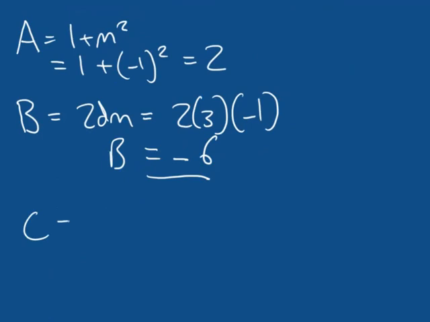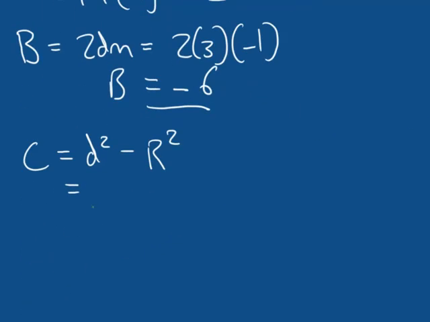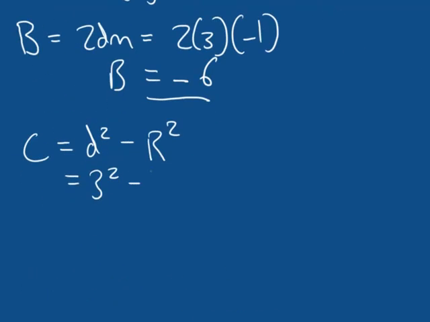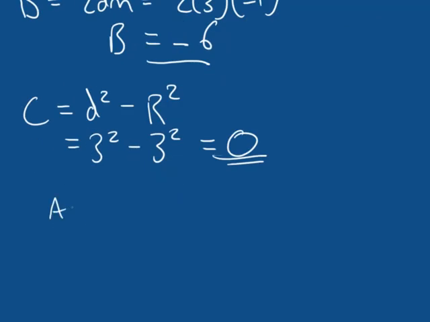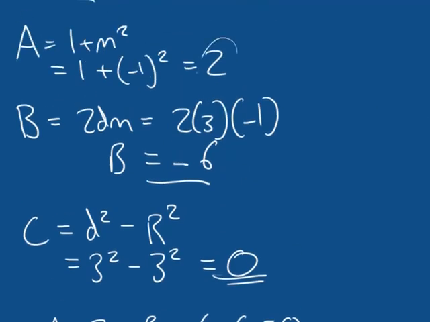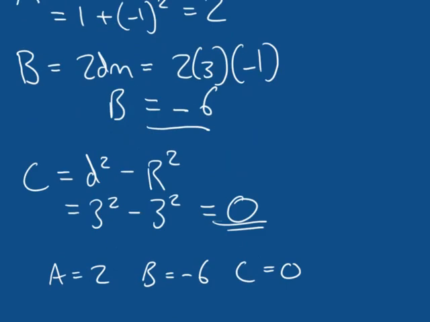And C is equal to d squared minus r squared. So D is 3, so 3 squared minus r squared, well r is 3, so 3 squared minus 3 squared, well I think we know that that's going to be 0. So we've got our values of a, b and c. I'm going to rewrite these, so a is equal to 2, b is equal to negative 6, c is equal to 0. Just check that's correct, so yep, a is equal to 2, b negative 6, c equal to 0.